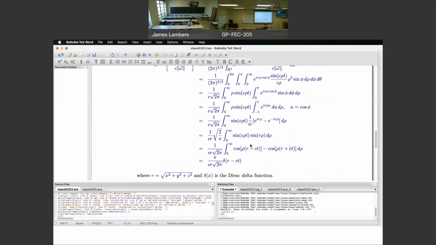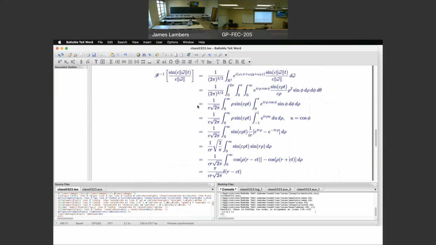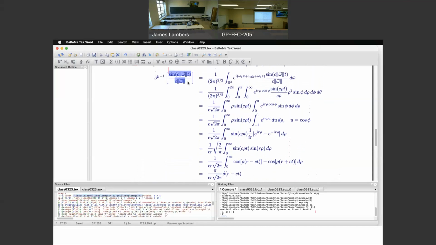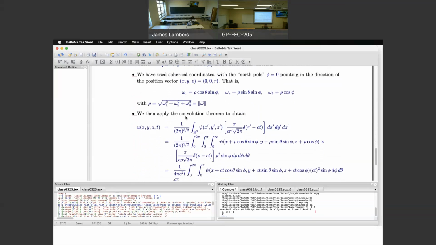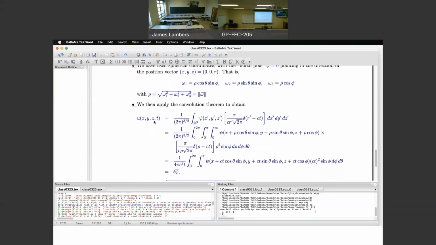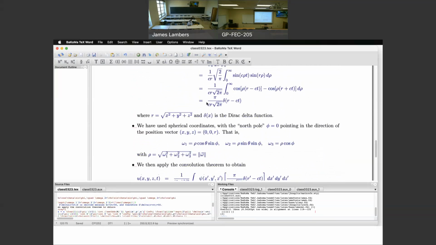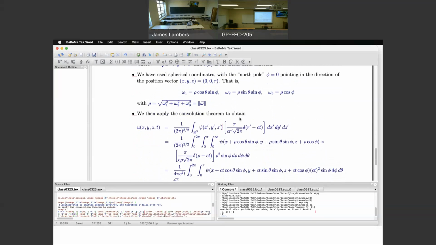So now I've completed the inverse Fourier transform of this part of my Fourier transform of my solution. So now I can express the solution of my original problem, u of x, y, z, t, as the convolution of my initial data with the Fourier transform I got earlier.